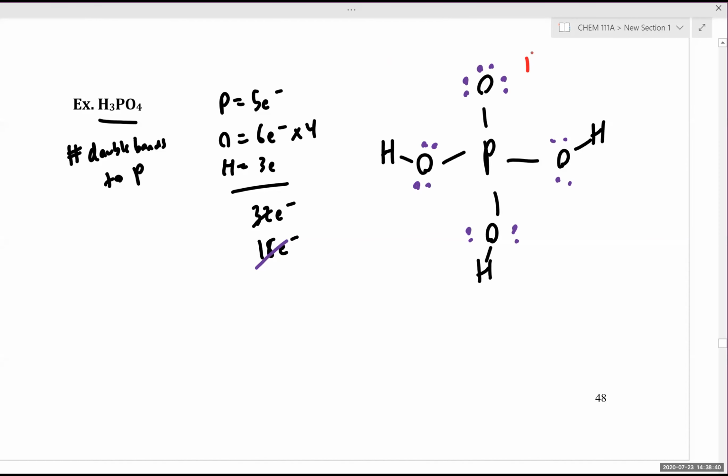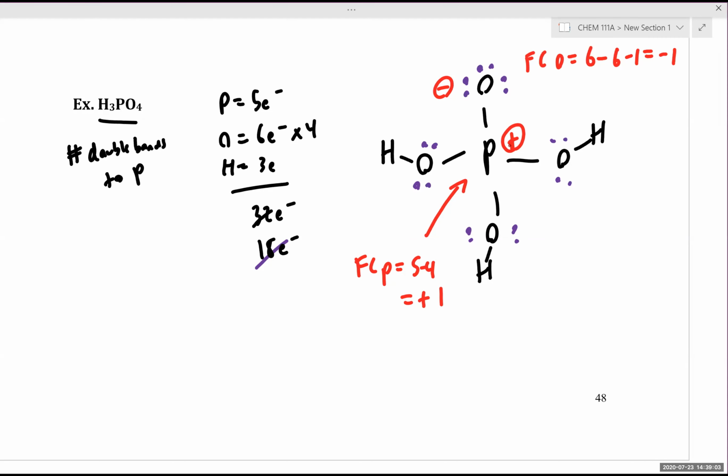But if we look at our formal charges, we notice a problem. The formal charge of oxygen is 6 minus 6 minus 1, which is negative 1. And the formal charge of phosphorus is equal to 5 minus 4, which is plus 1. So to minimize our formal charges, what do we do?